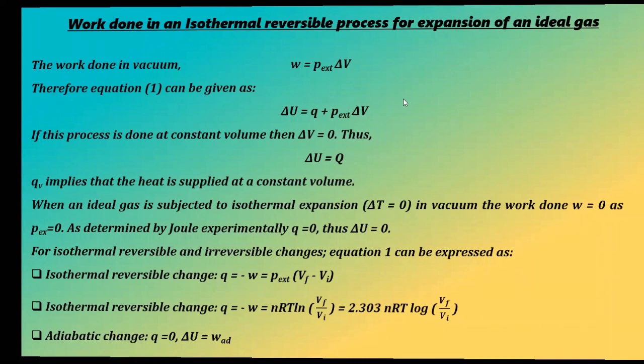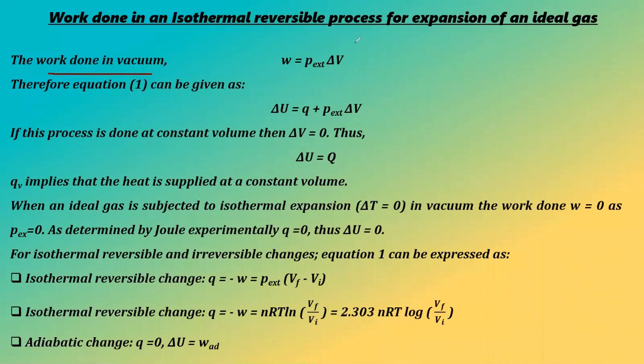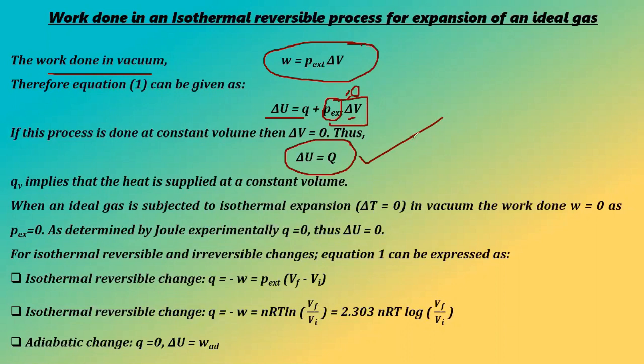If work is done in vacuum, W is equal to P external dV. Now P external is 0, and delta V is also 0, therefore this particular thing happens. See, if it is in vacuum, P external is equal to 0, so this total part becomes 0. So delta U is equal to Q. We are getting that, right? Now Q_V implies that the heat is supplied at constant volume.